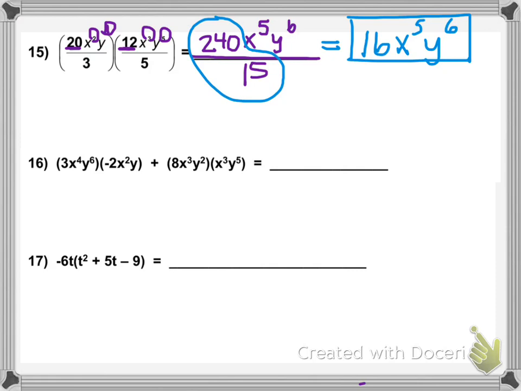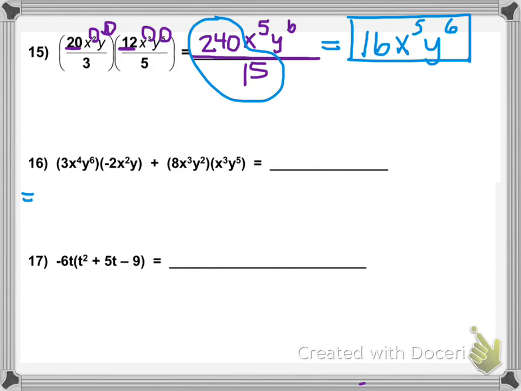All right, let's keep going. On number 16, notice the plus. So we're actually going to be combining what we did in our last video with what we're doing now. So we're going to multiply these, right? Because PEMDAS says to multiply, and then we'll add. Okay, so that's kind of our plan here. All right, so let's multiply the first two monomials together.